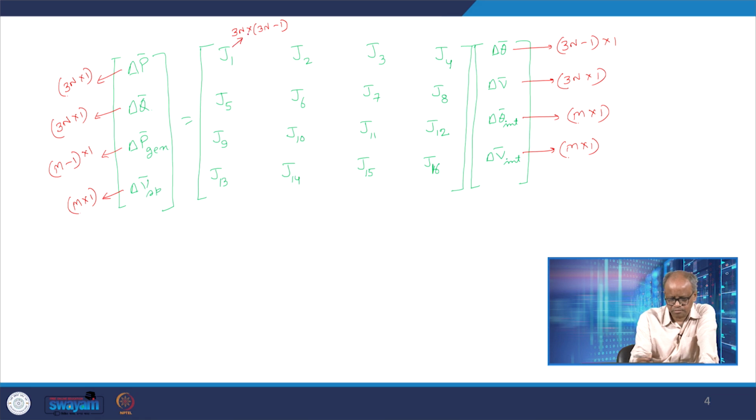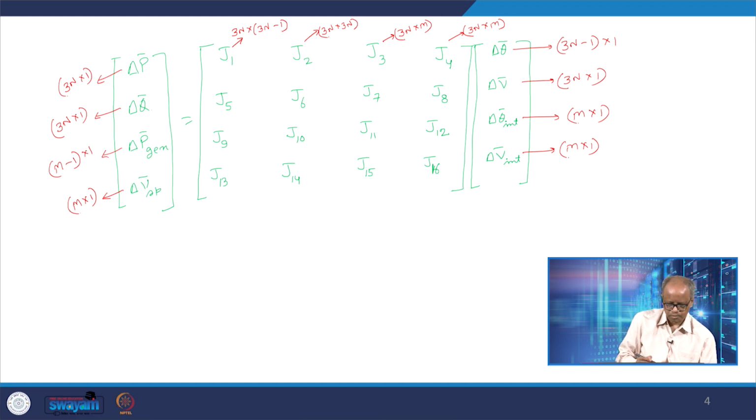So, this is J1. What is J2? Delta P is 3n, V is 3n. So, it would be 3n cross 3n. What is J3? J3 connects delta P with delta theta int. This is 3n, this is m. So, this is 3n cross m. And J4 also connects delta P with delta V internal. This is 3n, this is m. So, this is 3n cross m.